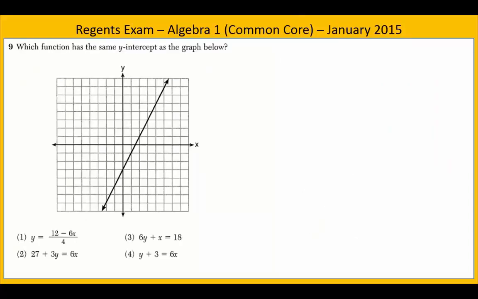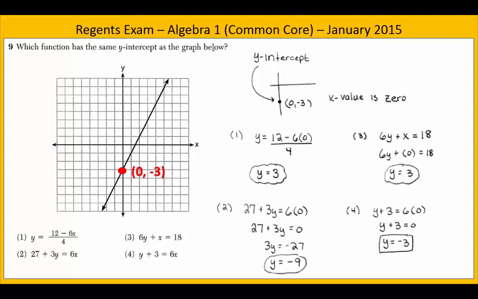In exercise 9, we're asked which function has the same y-intercept as the graph. The y-intercept is where the graph crosses the y-axis. In this case, it's the point (0, -3). There are several options for how we could solve this problem. Let's take a look at a few of them. First, remember when we have the y-intercept, the x value is 0. This is useful because we could take each of the equations and substitute 0 in for x to see if the y value is -3.